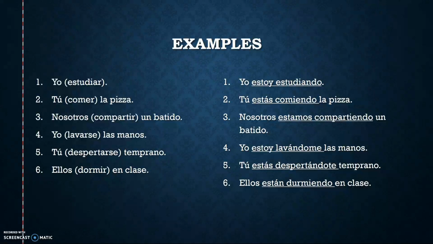The se had to become te because it was in the tú form, but it did attach to the end, and we needed to add our accent mark to ando. And then number 6, ellos están durmiendo en clase. This was an example of one of our stem changers. We knew that it was a stem changer by looking at it, dormir. It ended in IR, so therefore it qualified to undergo a stem change, O to U.